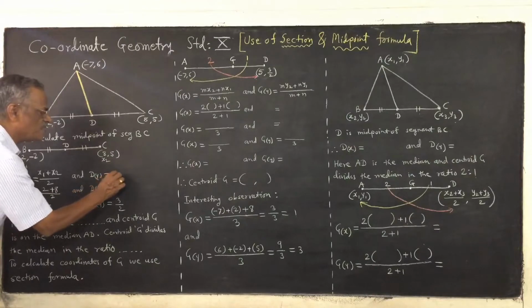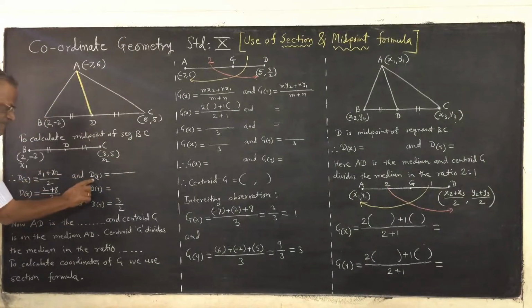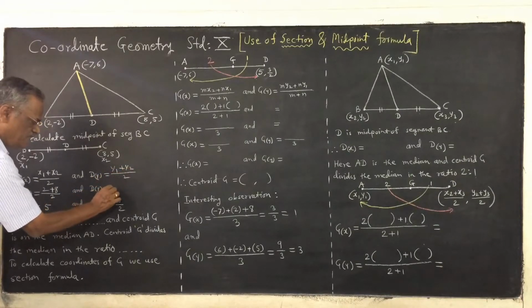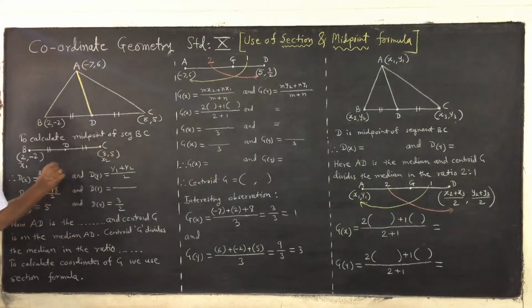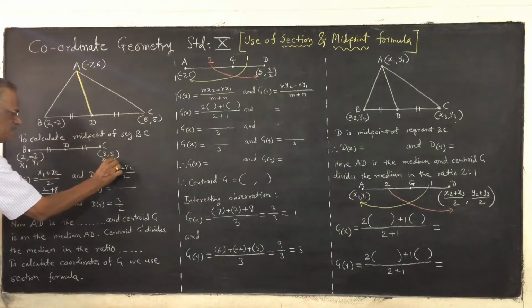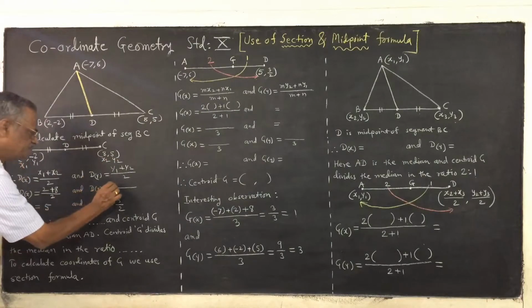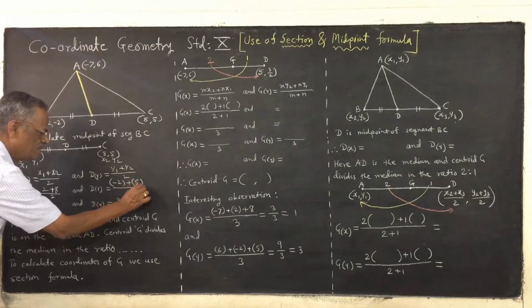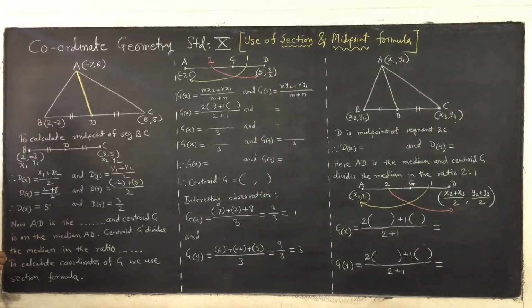Similarly, calculate the y coordinate of point D. D is the midpoint, so use (y1 plus y2) upon 2. Substitute the values. See that this is your y1, this is your y2. Minus 2 plus 5 divided by 2. So you can say that 5 minus 2 is 3. So it is 3 upon 2. So we are getting the coordinates of D by using the midpoint formula.